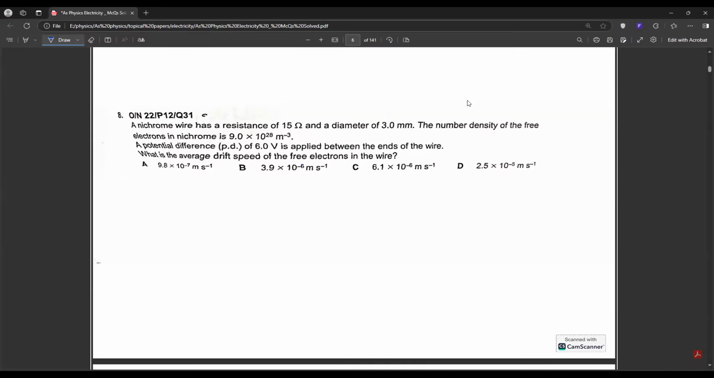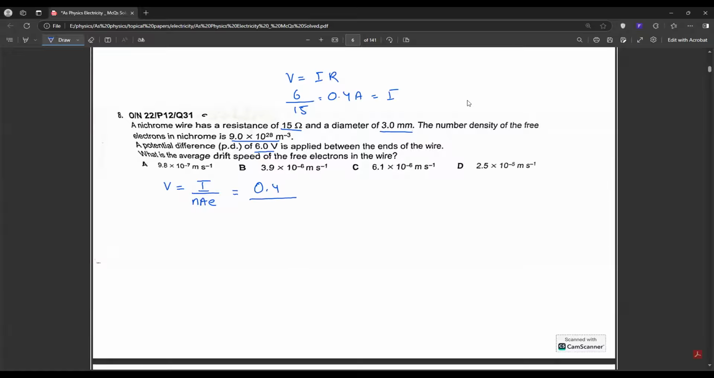A nichrome wire has a resistance of 15 ohms, diameter of this. The number density of free electrons is this. This is your n. A potential difference is this. What is the drift velocity of the free electrons? What is the formula of drift velocity? Drift velocity is equal to current over nAe. That is the charge of the electron. How can you calculate the current? V is equal to IR. What is your voltage? 6 divided by the resistance, that is 15. 6 divided by 15 comes out to be what? 0.4 ampere as your current. Perfect. Your current is 0.4.